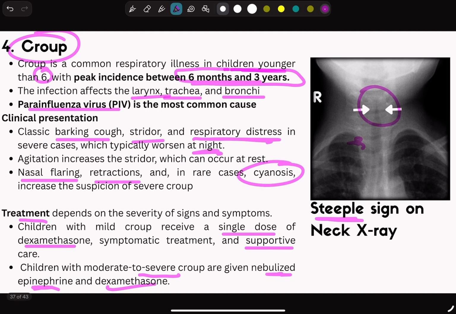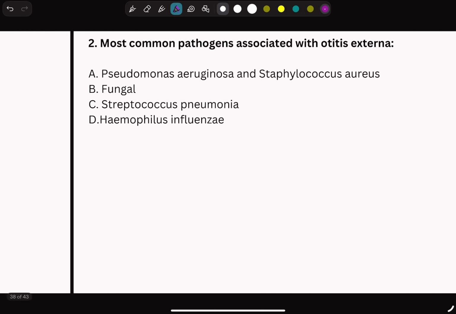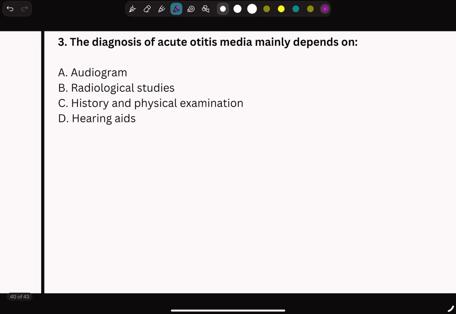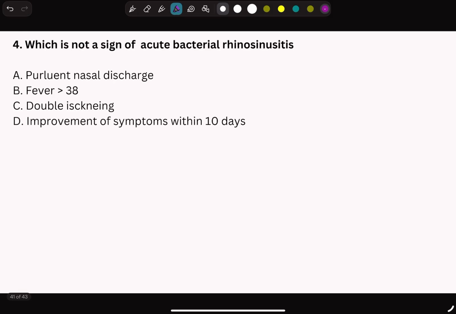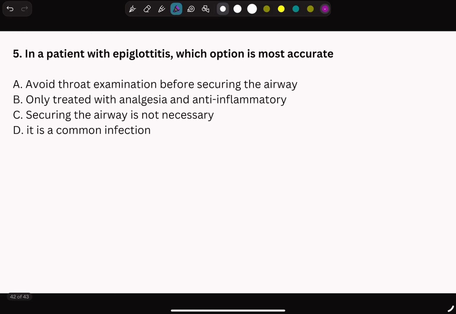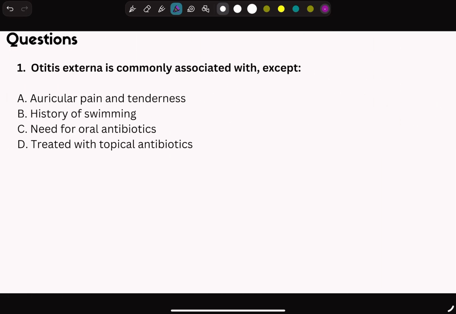So that is the last infection that we will be discussing today. So I put for you guys some questions, 5 questions, right? Here the second one, the third one, the fourth, and the fifth. And then we've got the answers. So let's do them together.